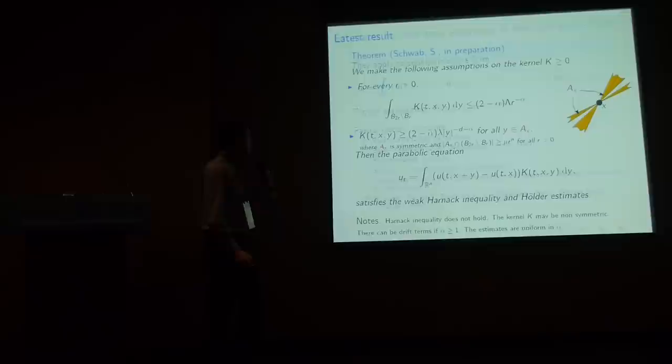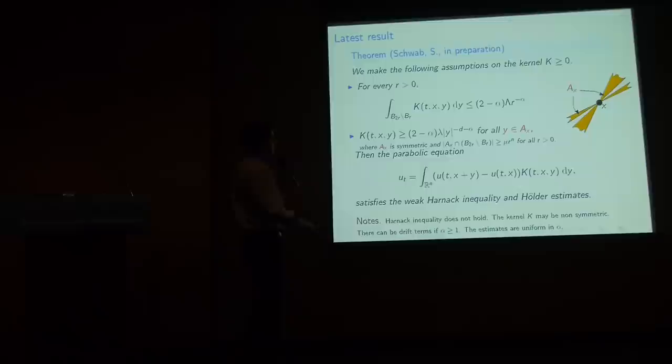So the latest result, which is some work that I have in preparation with Russell Schwab, is a generalization of the previous results, where instead of having the upper bound of the kernel pointwise, the upper bound for the kernel is on average.